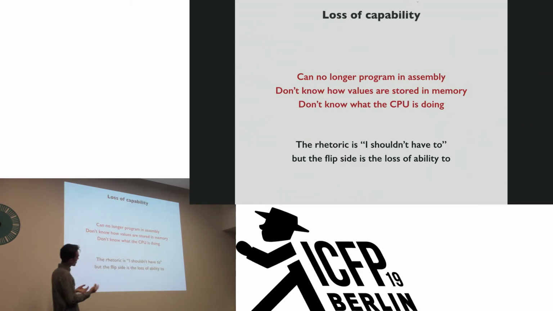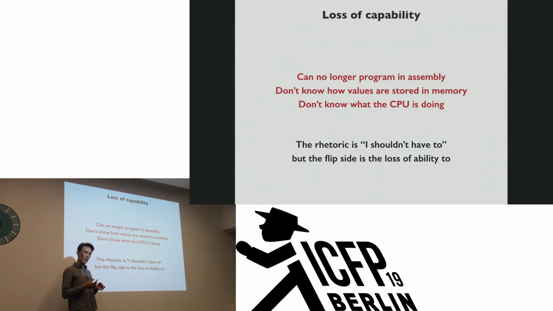So we usually only talk about one side of this abstraction, right? But there's another side, right? So we like to say that we're being smart and we're saving time, but we don't see that there's a corresponding loss of capability. Yeah? Because I don't program in assembly anymore, I don't know how to program in assembly. Because I use managed languages, I don't know how my memory is laid out, where variables lie in memory. I certainly don't know what the CPU is doing in response to the code that I write. And so the rhetoric here is, you know, I'm being smart, I shouldn't have to do the low-level stuff.